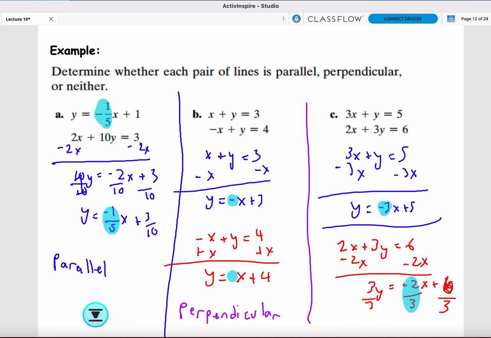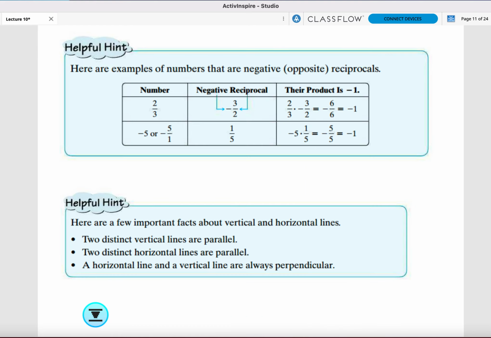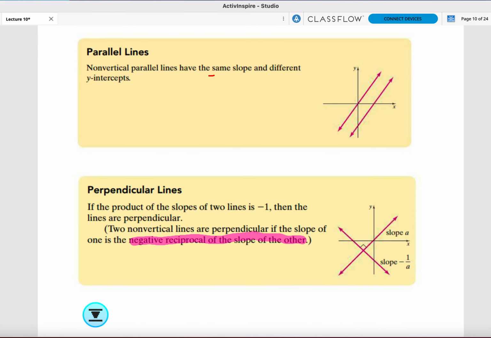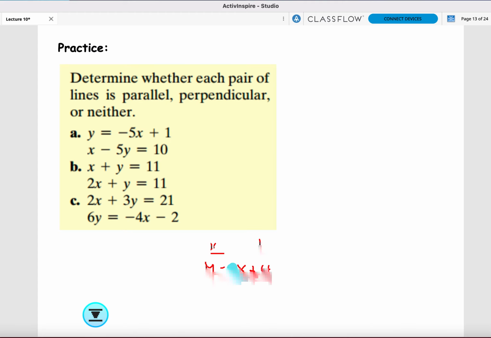So this is going to be a neither example. So neither is very much possible, guys. It is your job to figure out how a neither looks. This means it's not the same and it's not opposite reciprocal. I'm going to need you guys to really focus on parallel and perpendicular to know the difference. To remember that parallel lines have the same slope and perpendicular lines have the negative reciprocal. Remember that, and you should be good on this practice problem, okay?